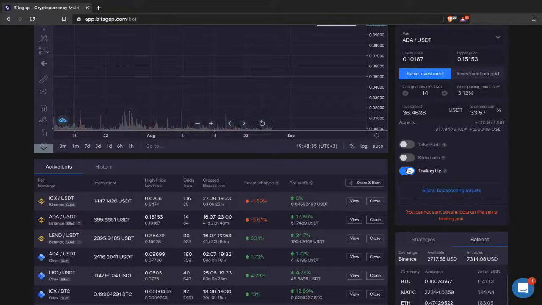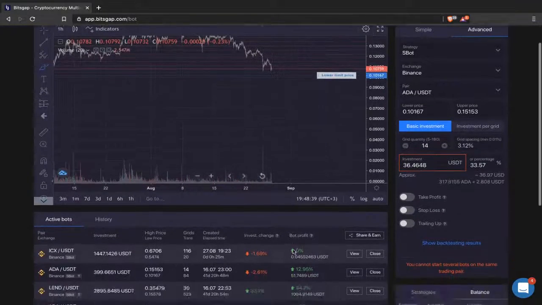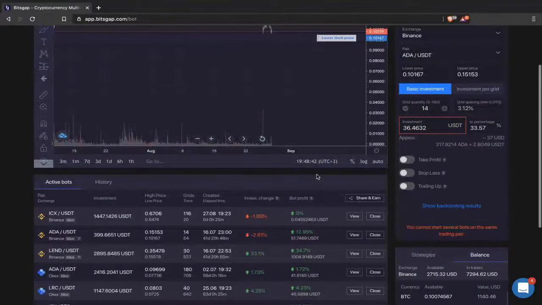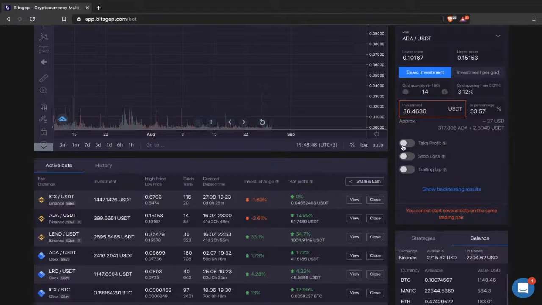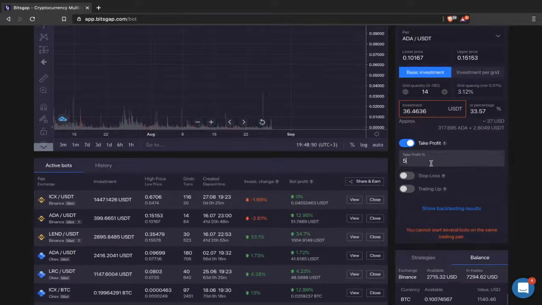And the final is the take profit. So the take profit is basically you assign a certain percentage at which you want the bot to automatically close the strategy. And the take profit is here in terms of the investment change.